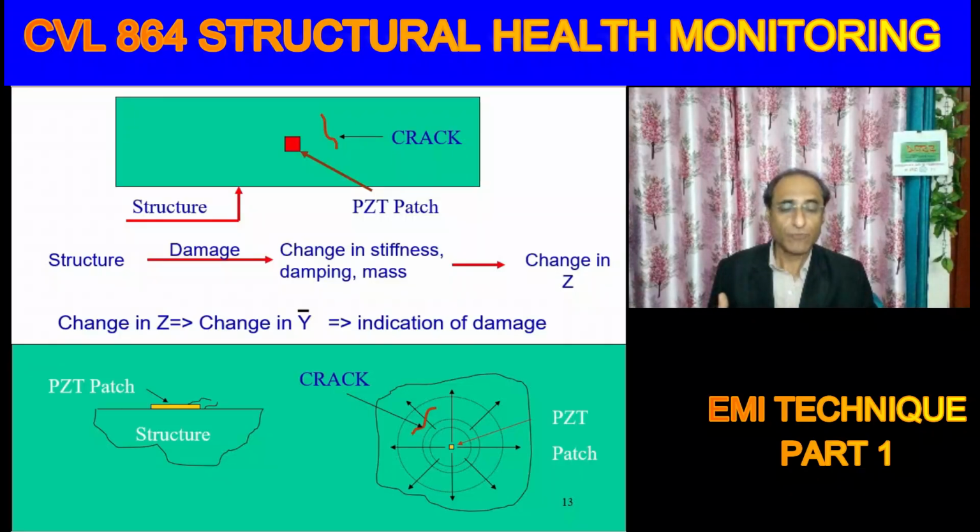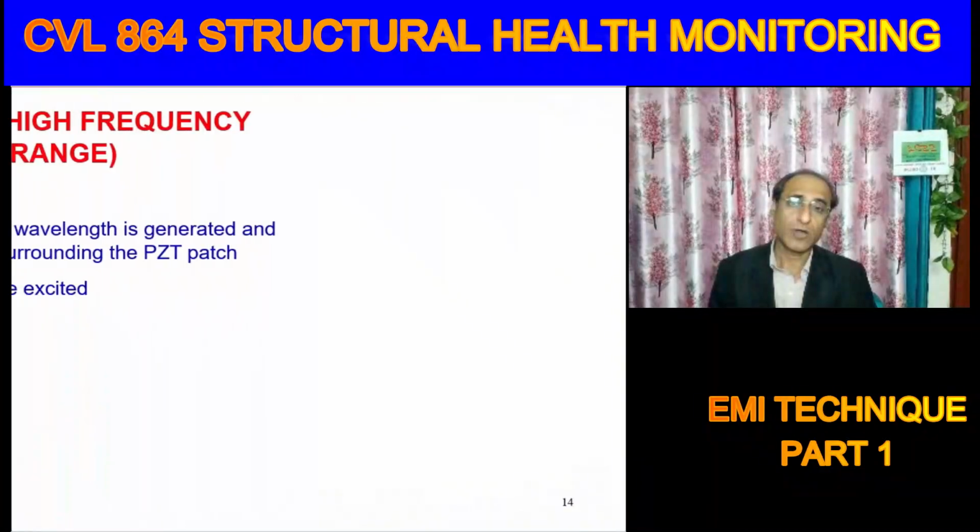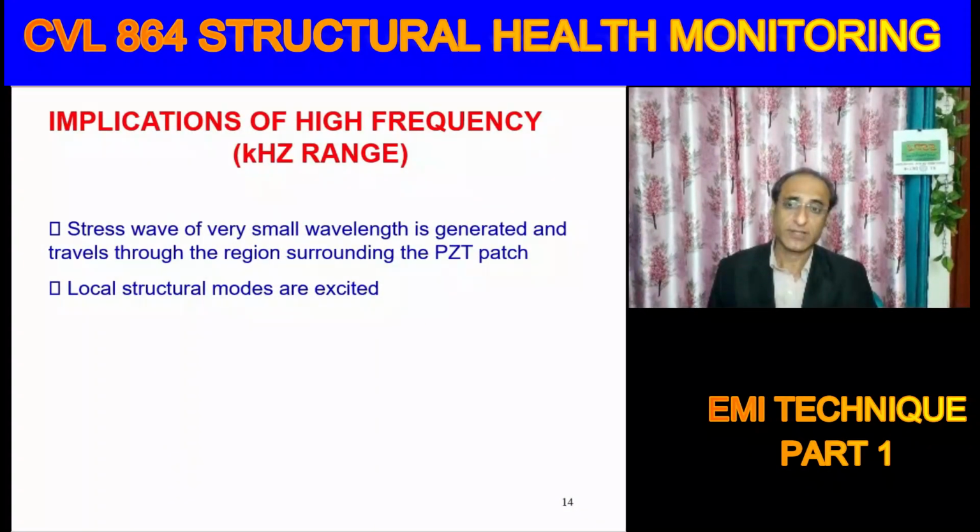So if we have waves of higher wavelengths, they would cross a small damage without getting affected. Here the wavelength of the emitted waves is small enough that it gets affected by very small damage, say in the range of a few mm. So the occurrence of cracks disrupts wave propagation, and this is reflected in the signature. How it does so we'll see, but the point to be noted is that stress waves of very small wavelength are generated and local structural modes are excited.